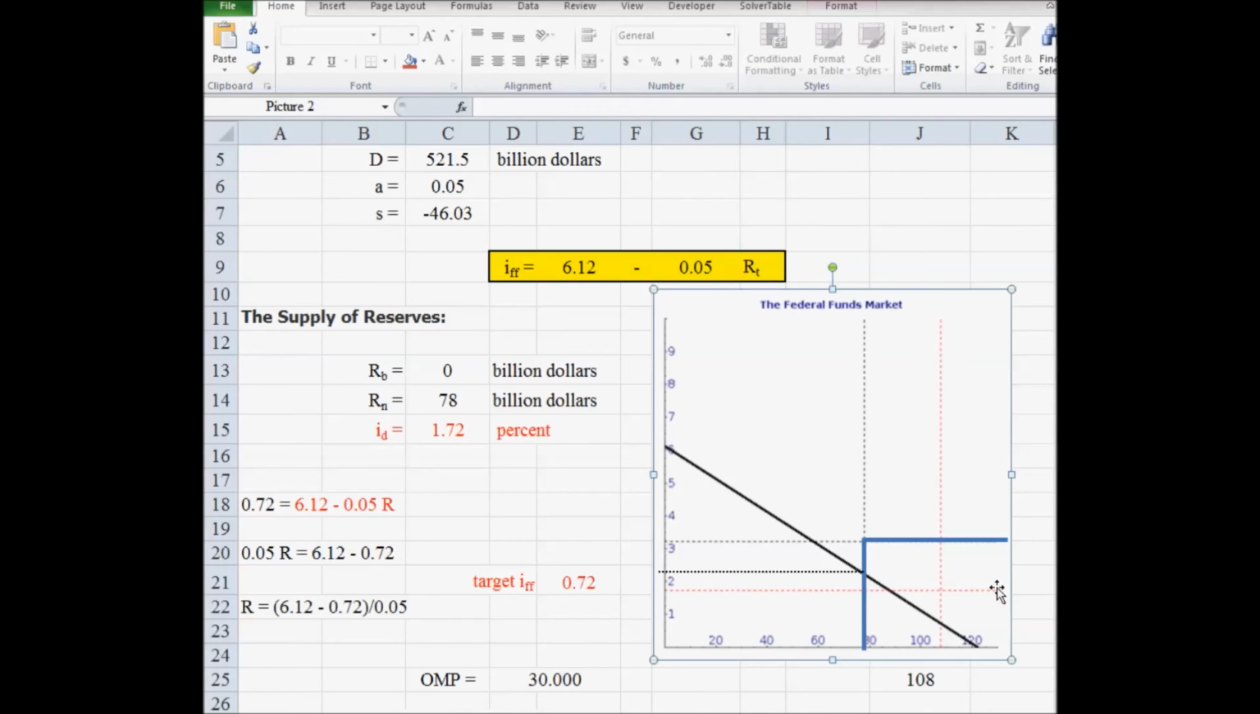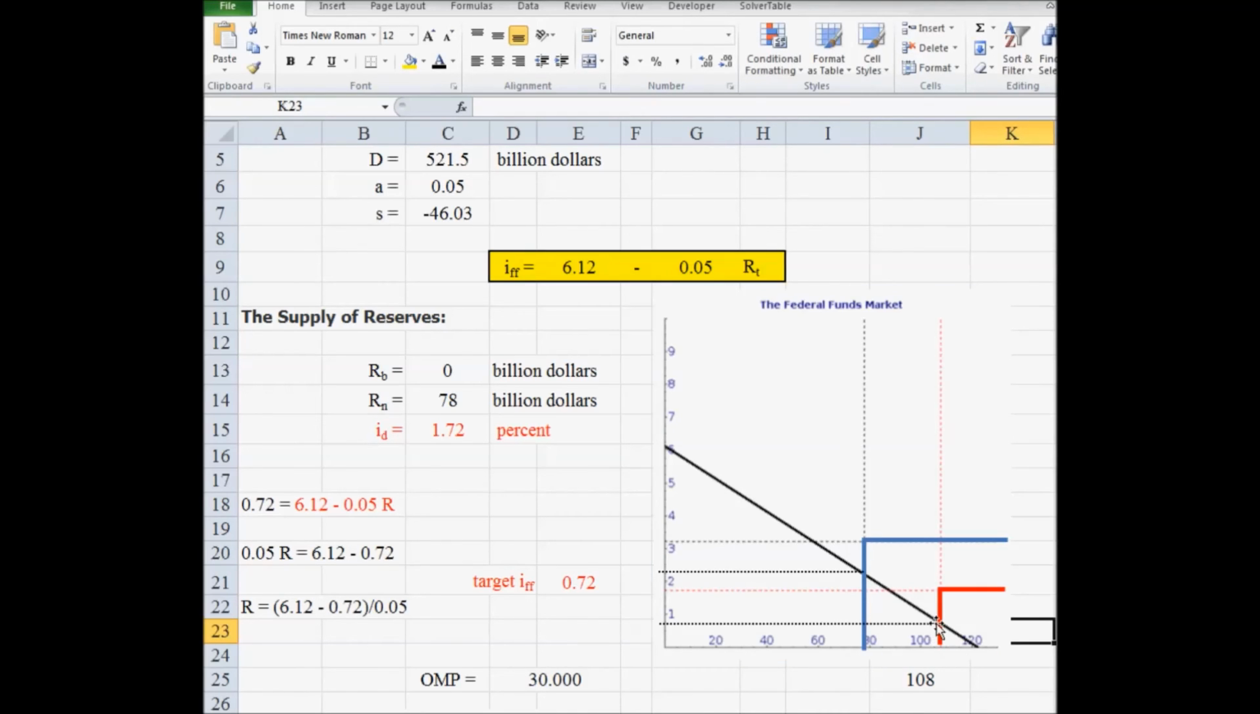So here is the diagram from Cengage Now after the open market purchase was conducted to lower the federal funds rate down to 0.72. This is the initial supply curve of reserves, and this is the initial equilibrium federal funds rate, which was 2.22%. So the new supply curve is this red kink line. It starts at 108 and takes a right at the discount rate of 1.72. The new supply curve crosses the demand curve at an interest rate of 0.72, which is the new target.